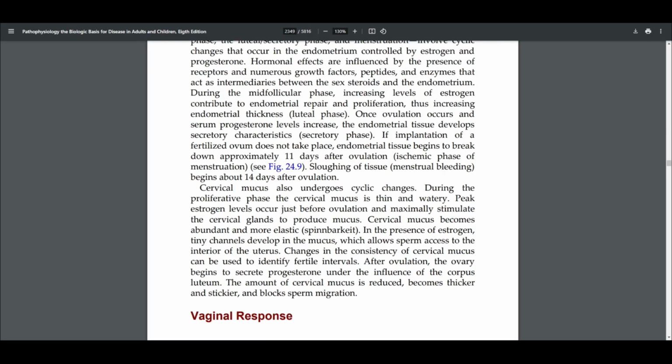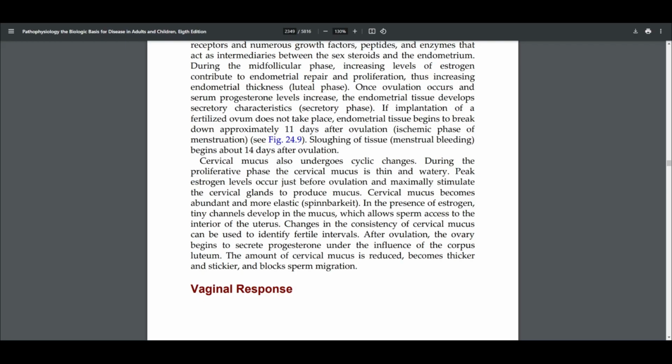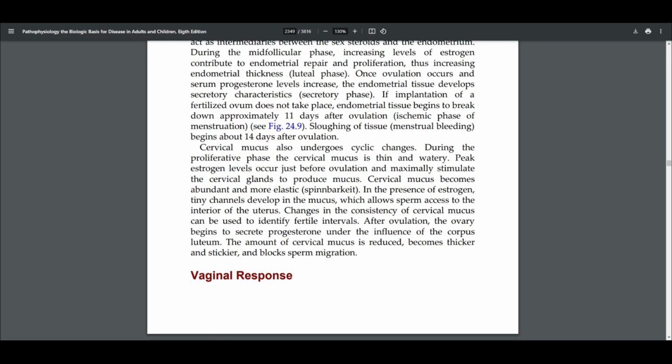Cervical mucus also undergoes cyclic changes. During the proliferative phase, the cervical mucus is thin and watery. Peak estrogen levels occur just before ovulation and maximally stimulate the cervical glands to produce mucus. Cervical mucus becomes abundant and more elastic. In the presence of estrogen, tiny channels develop in the mucus, which allows sperm access to the interior of the uterus. Changes in the consistency of the cervical mucus can be used to identify fertile intervals.